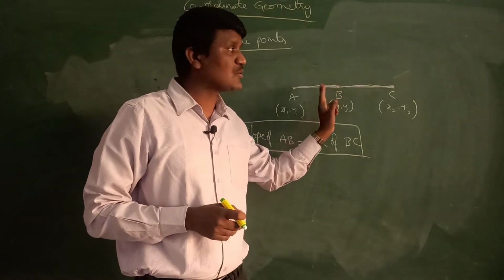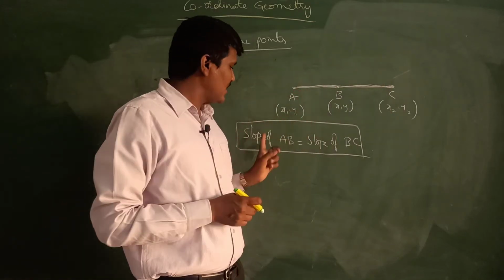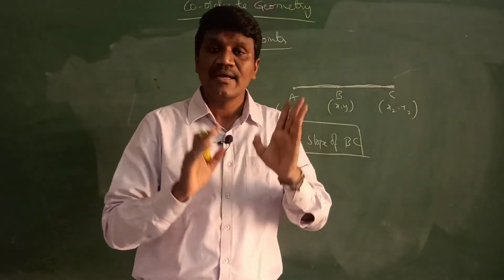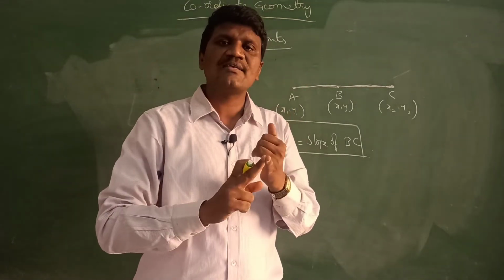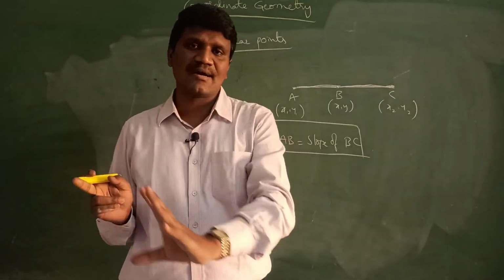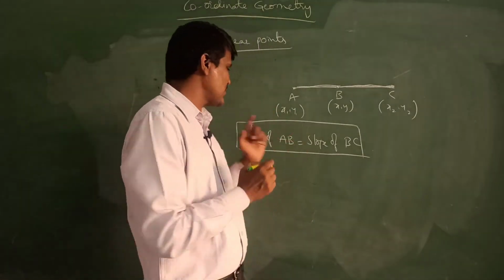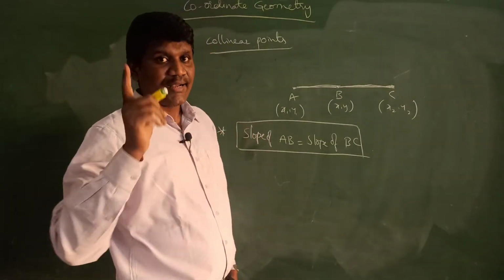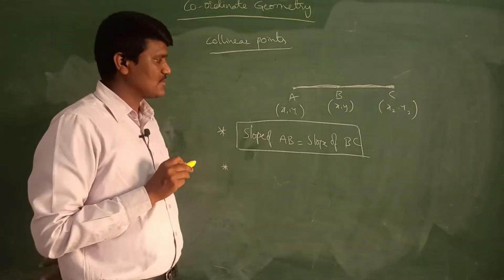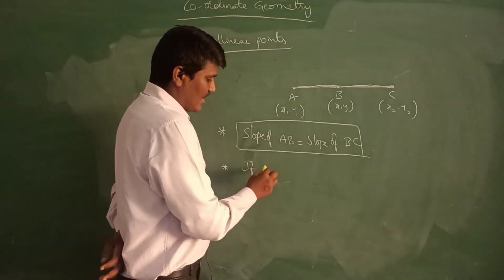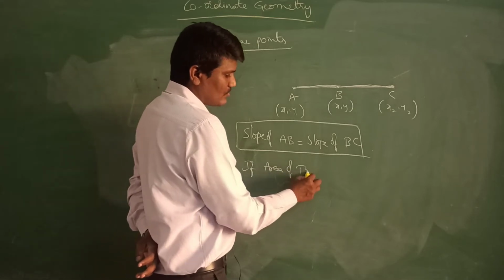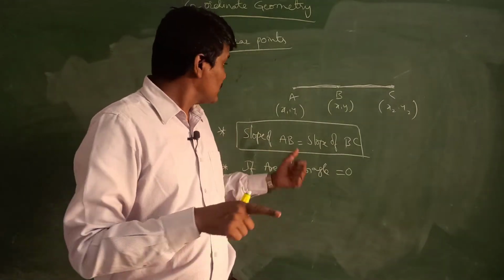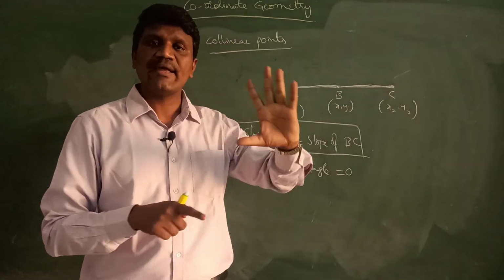Slope of AB is equal to slope of BC. Then we can say A, B, C are collinear points. So collinear points are nothing but, if slope of AB is equal to slope of BC, then A, B, C are called collinear points. This is one formula with respect to collinearity. Next, the second formula for collinear is, if the area of a triangle is equal to 0, then also we call the 3 points collinear points.